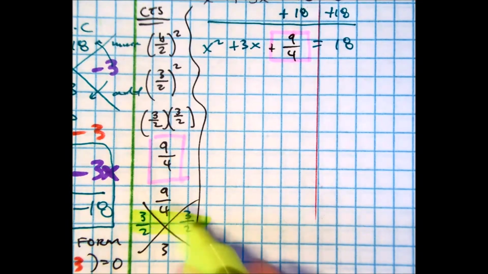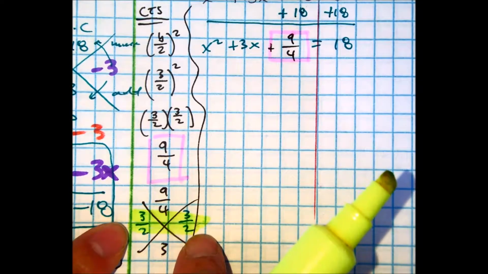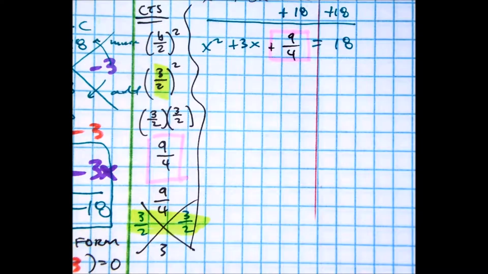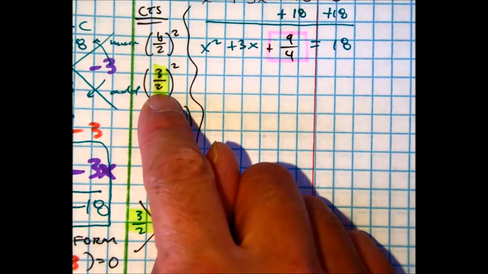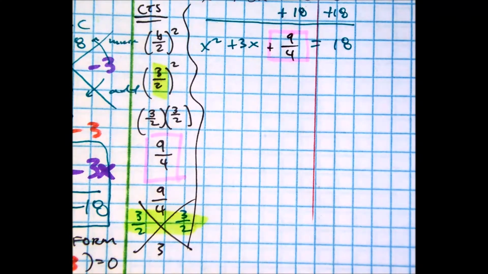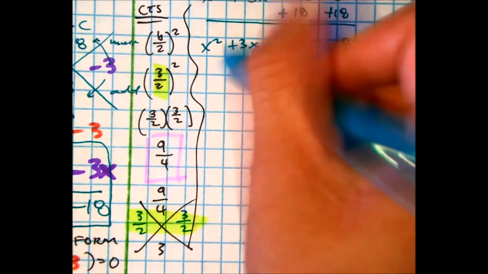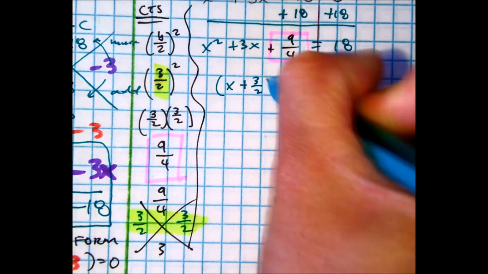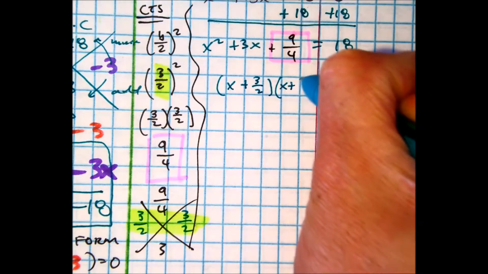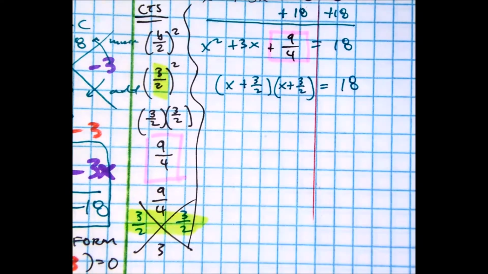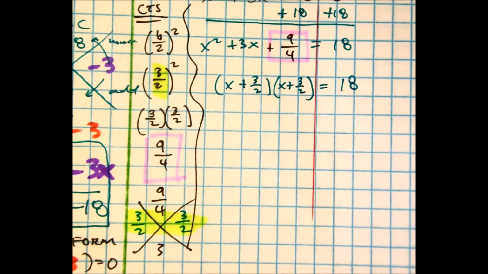Put it in yellow. These 2 numbers are exactly the same. And it's right there, always, right before you square it to get an answer. Let's write that out. So now I have x plus 3 halves, x plus 3 halves equals 18. Now we're going to make it a perfect trinomial square.